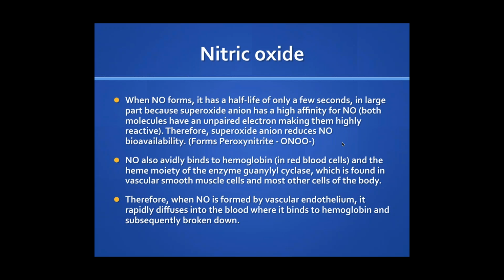So nitric oxide also avidly binds to hemoglobin in red blood cells, and the heme moiety of the enzyme guanylyl cyclase, which is found in the vascular smooth muscle cells and most other cells of the body. Therefore, when nitric oxide is formed by the vascular endothelium, it rapidly diffuses into the blood where it binds to hemoglobin and is subsequently broken down.